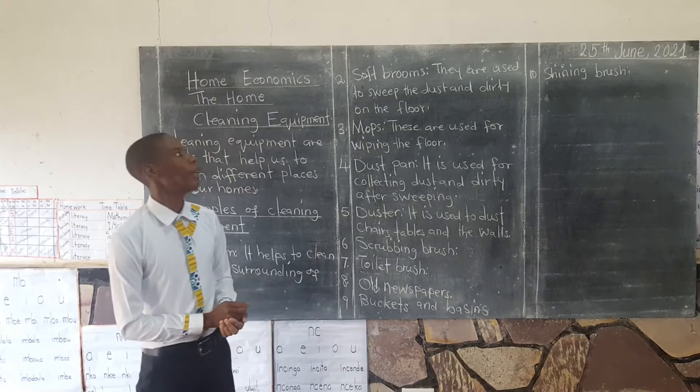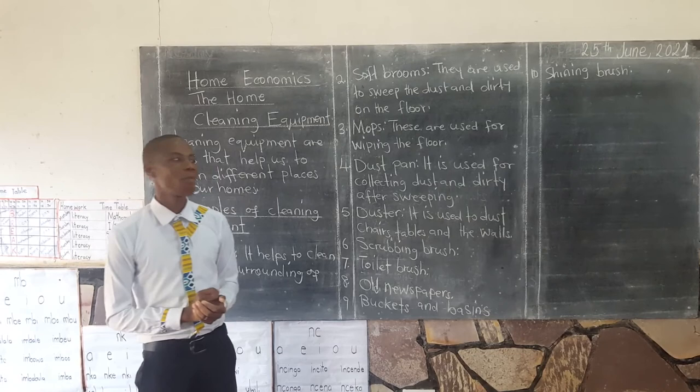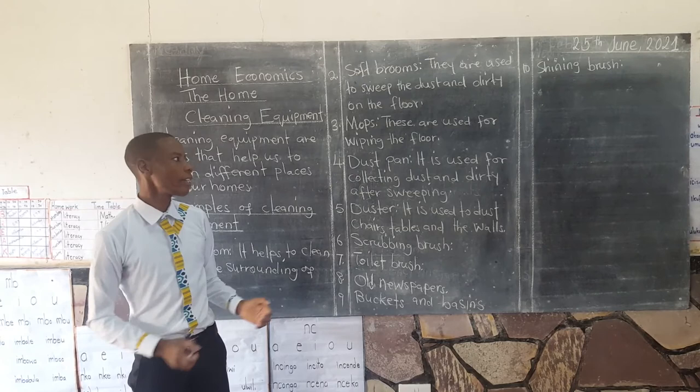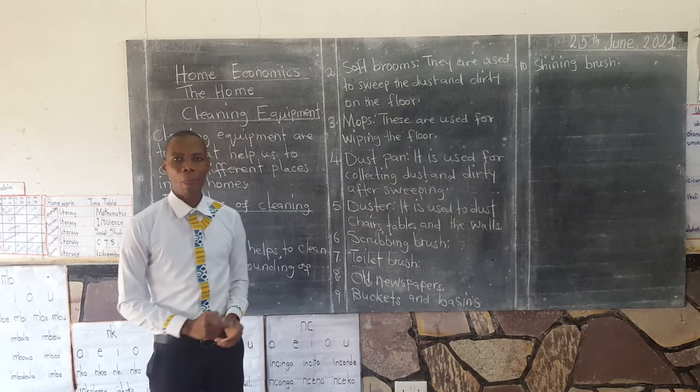Aside from that, we have mops. We use the mops to wipe the floor. Then we have a dustpan. A dustpan is used for collecting dust and dirt after sweeping.